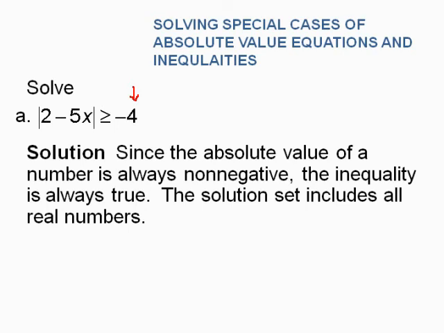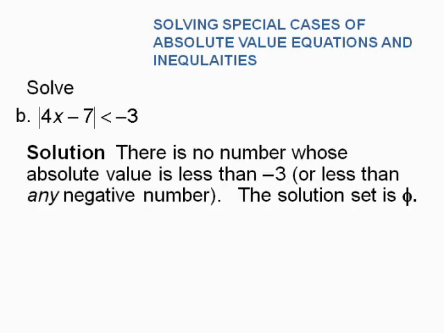Now, notice the solution here says, since the absolute value of a number is always non-negative, so in other words, no matter what I put in for x here, this is always going to spit me out something that is greater than or equal to 0. Would you all agree? Which is always going to be greater than or equal to some negative number. So in this case, the solution set would be all real numbers.